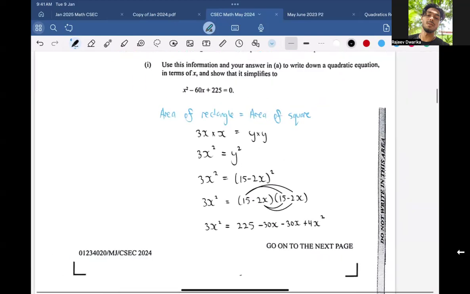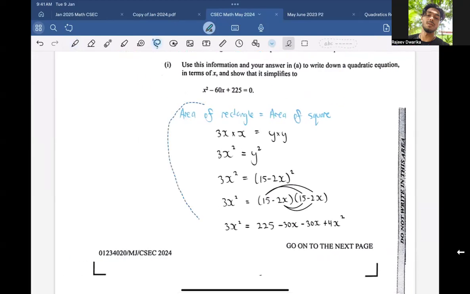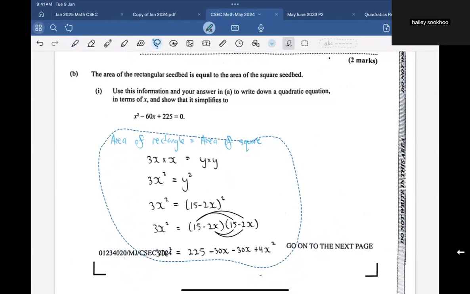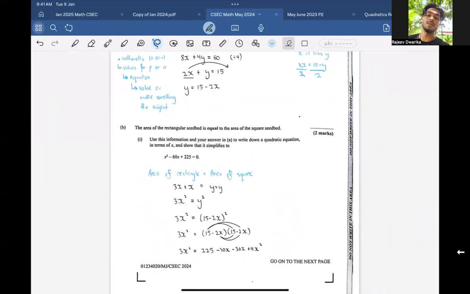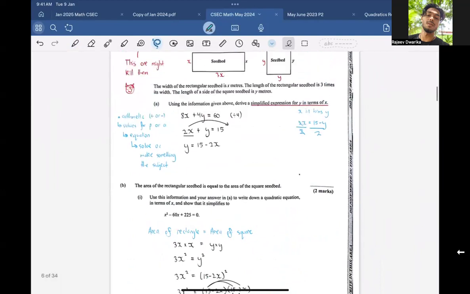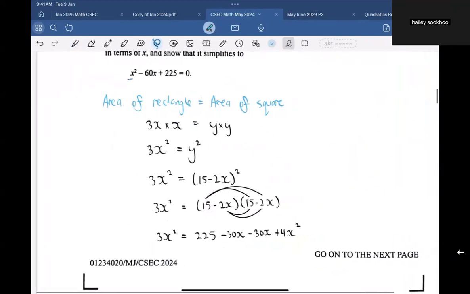Haley, things are going to shape up, but it looks really complicated, I won't lie. Yeah, it makes sense. It looks complicated, but we're getting somewhere and everything is making sense, right? And we want to get x squared.